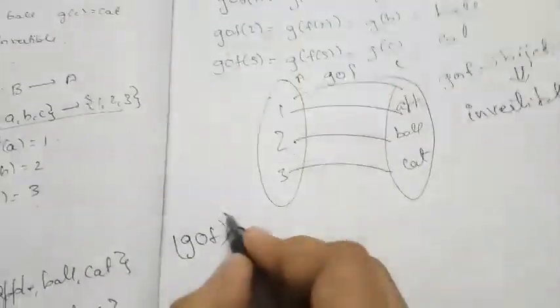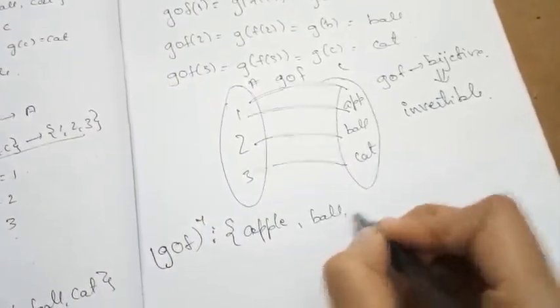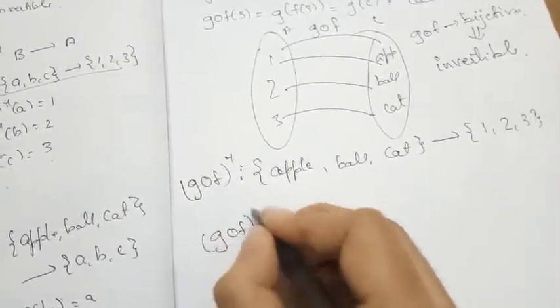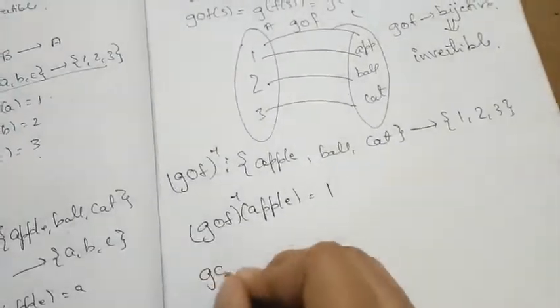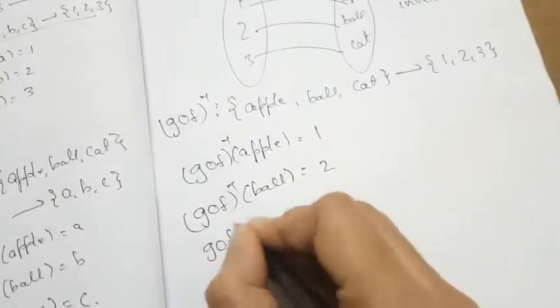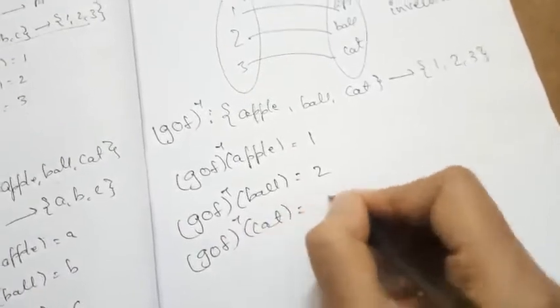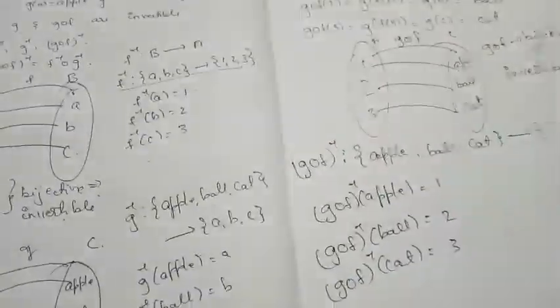Since it is an invertible function, (gof) inverse is going to be defined from which set to which set? It is going to be defined from set {apple, ball, cat} to set {1, 2, 3}, such that, since it is invertible, (gof) inverse of apple is equal to 1, (gof) inverse of ball is equal to 2, and (gof) inverse of cat is equal to 3. So it is an invertible function, and we have found out the inverse of the function also.